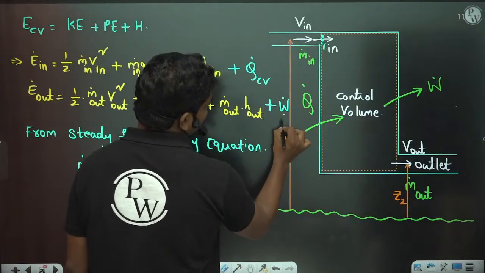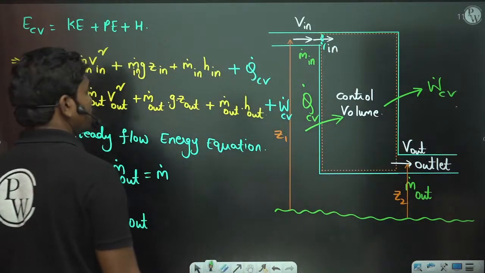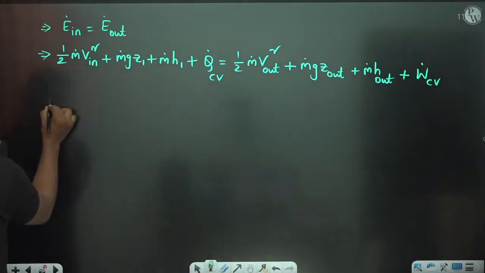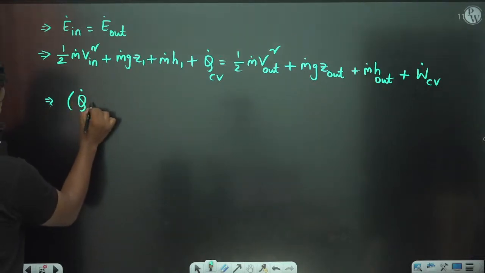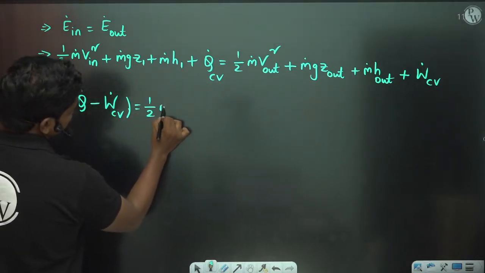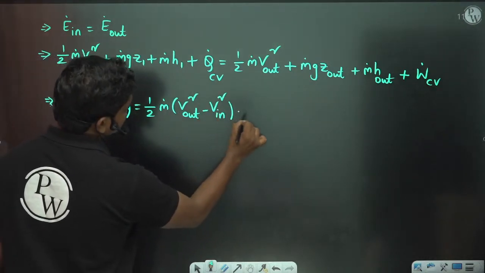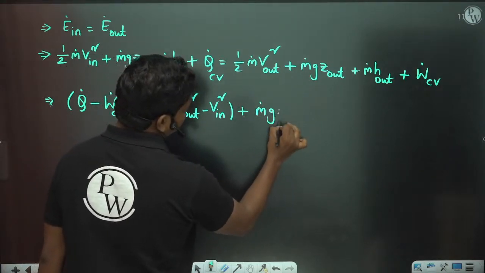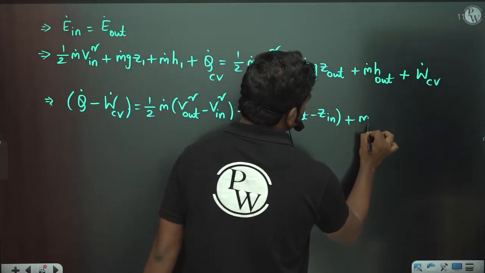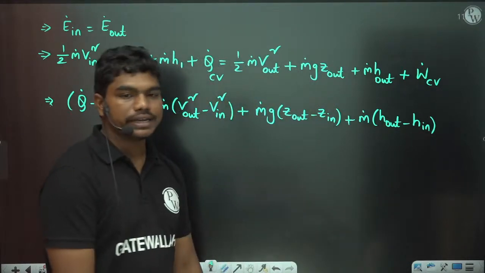Okay, so this is the work interaction of the control volume, and this is the heat interaction of the control volume with the surroundings. Let us suppose you write Q CV, W CV, because they are external interactions. So now if you slightly adjust the terms on both sides, you can write Q dot minus W dot of the control volume is equal to half times m dot into v out square minus v in square, plus m dot g times z out minus z in, plus m dot times h out minus h in actually.